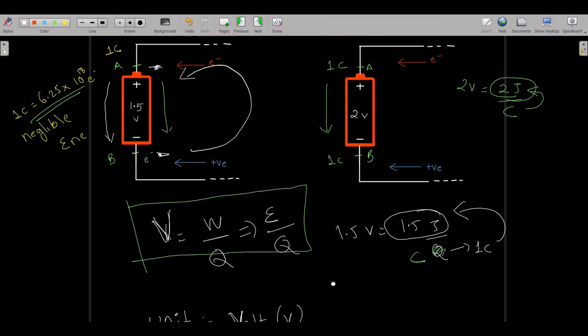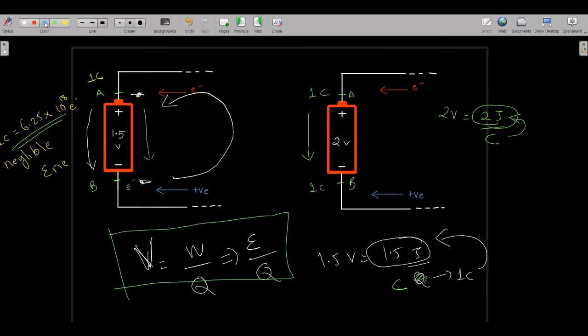I will again explain in short. If you encounter 2 volts, 3 volts, that means 2 joules per coulomb of charge. That means to move 1 coulomb of charge, you require 2 joules of energy. Similarly, for 1.5 volts, to move 1 coulomb of charge from point A to point B, you require 1.5 joules, or basically the electrons gain such an amount of energy while moving from point A to point B.